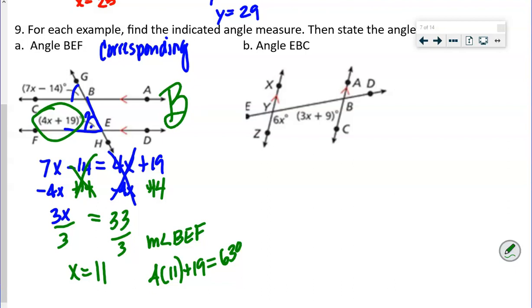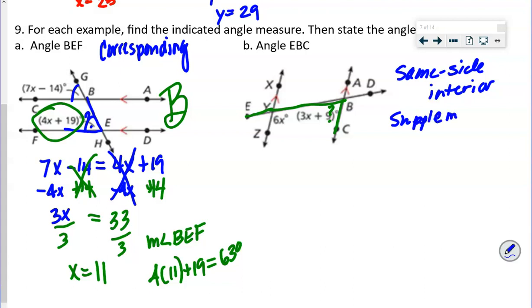All right, so for this next one, it's asking us to find the measure of angle EBC. So EBC is this angle right here, okay? So now what is the relationship between those two angles? They are same side interior angles, right? Which means what, y'all? They're supplementary, right? So I'm going to write that too. And that means they add up to be 180 degrees, okay?